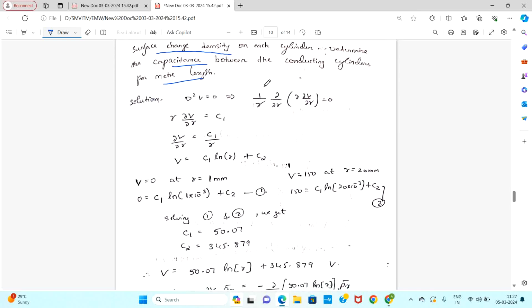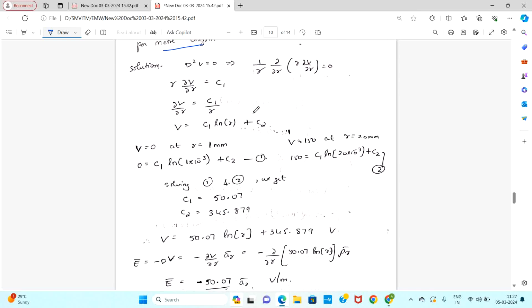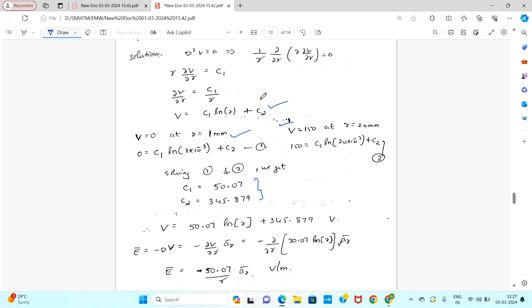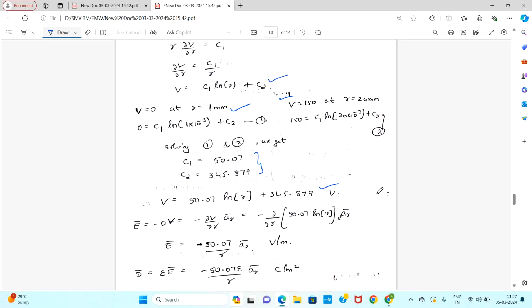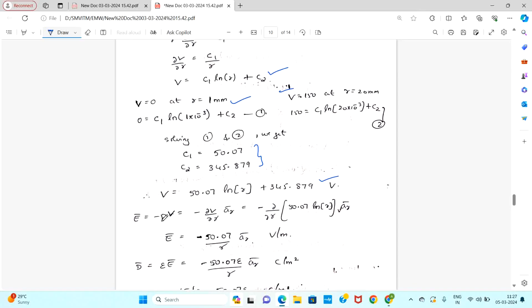Again, start off with the del square V Laplace equation for the cylindrical coordinate system in the R direction. Use boundary conditions. Find out C1 and C2. Substitute them back in the main equation to get the potential. From potential, next is electric field intensity, minus del V. By substitution, you get this. And then from E, it is D, which is epsilon E. We got this equation.